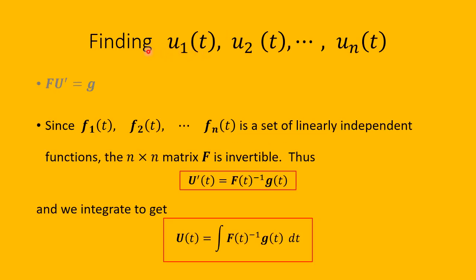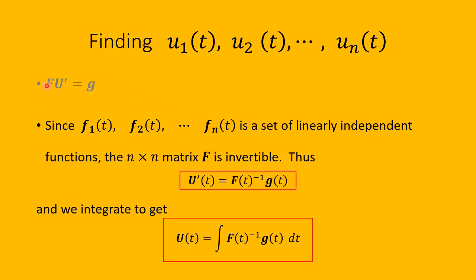So here's what we have to do to find u sub 1 of t, u sub 2 of t, through u sub n of t. We already know that F times u prime equals g. Let's look at this matrix F for a minute. The columns of this matrix, f1 of t, f sub 2 of t, through f sub n of t, form a set of linearly independent functions. They were coming from solutions to the homogeneous system of differential equations. So the n by n matrix capital F that we see up here is invertible.